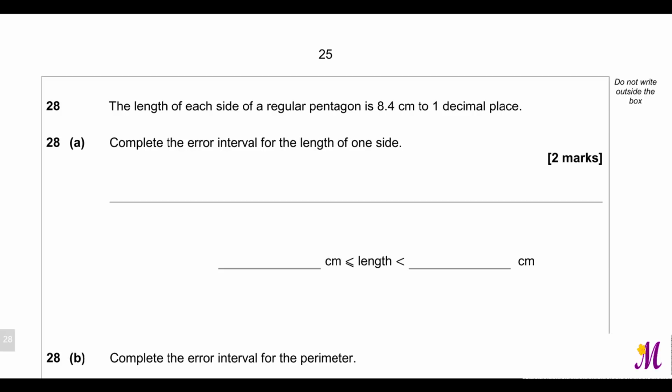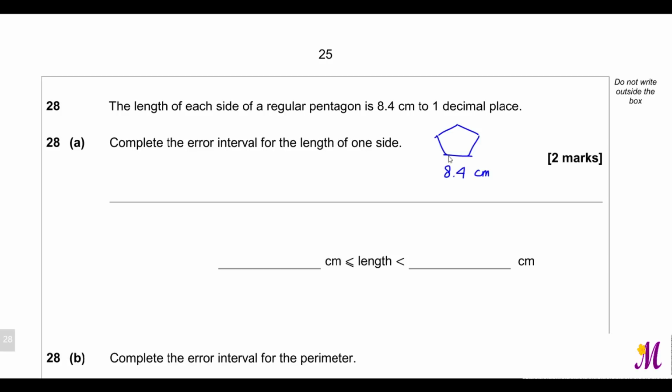Question 28. This will be the last question in this paper. The length of each side of a regular pentagon is 8.4 centimeters to 1 decimal place. Complete the error interval for the length of one side. Okay, so it's a pentagon, so it has 5 sides, and it's a regular one, with each side 8.4 centimeters. Now we are asked about the error interval for the length of one side.